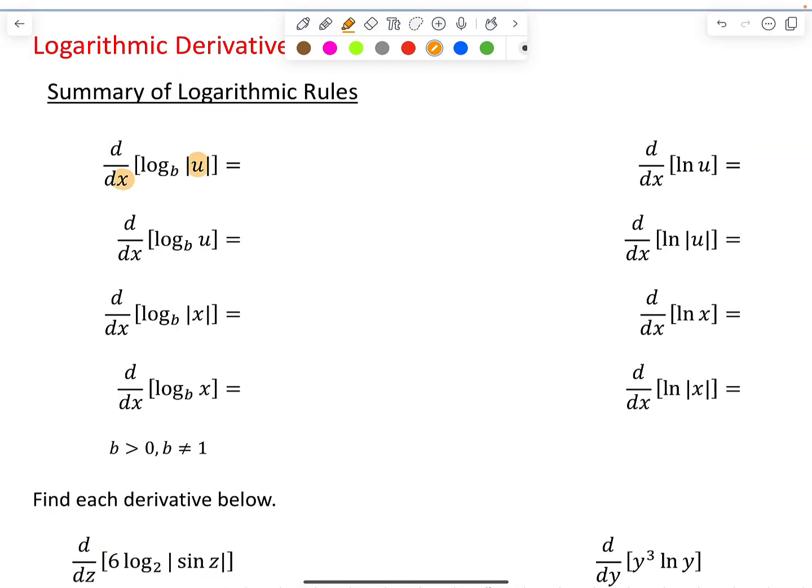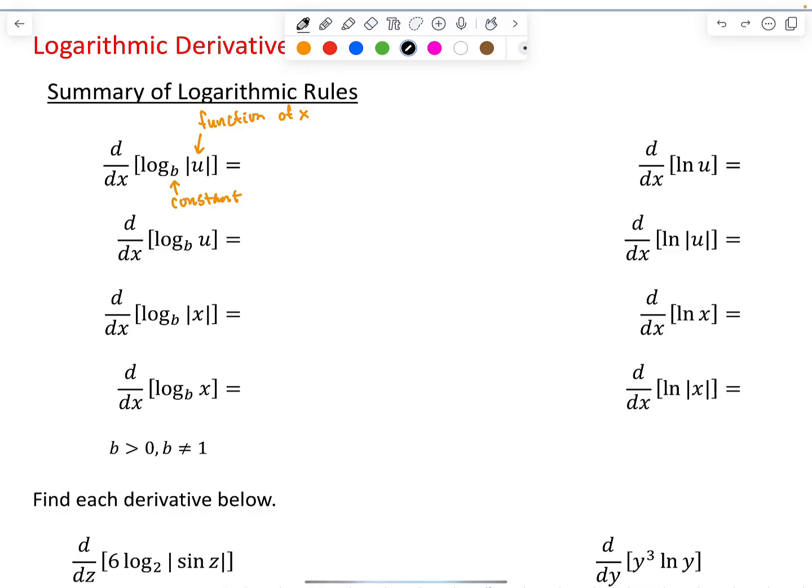We're assuming u is a function of x, and this base b we're assuming is a positive constant, where that constant must satisfy these conditions. Notice there's absolute values on the u. Well, we just discovered that when I differentiate this function, the absolute value bars disappear, and the result is as if there are no absolute value bars.